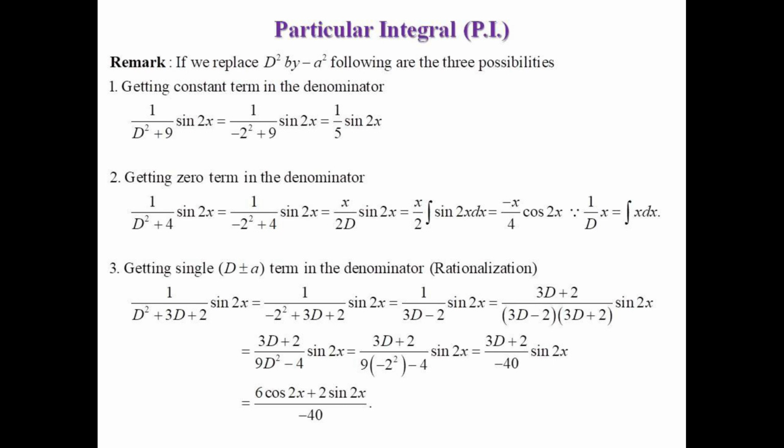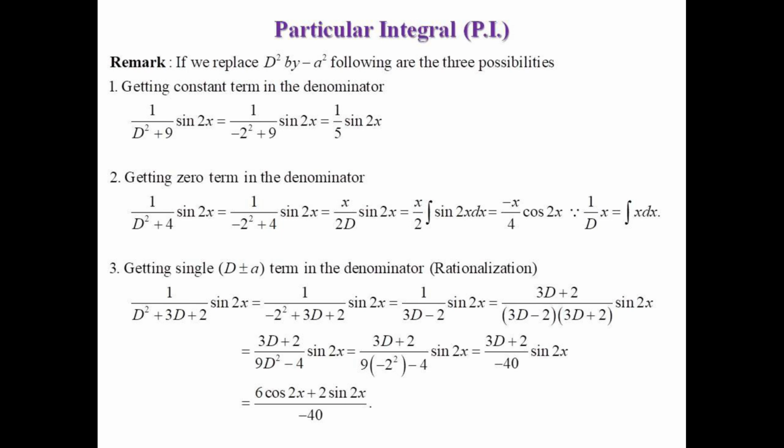So now again the example is 1 upon d square plus 3d plus 2 into sine of 2x. According to the particular integral formula type number 2, we have to replace d square by a square with minus sign. So the value of a is 2 because sine of ax is equal to sine of 2x. If we replace d square by minus a square, then minus 2 square plus 3d plus 2 sine of 2x. If we simplify this equation, then we get the denominator term as 3d minus 2.